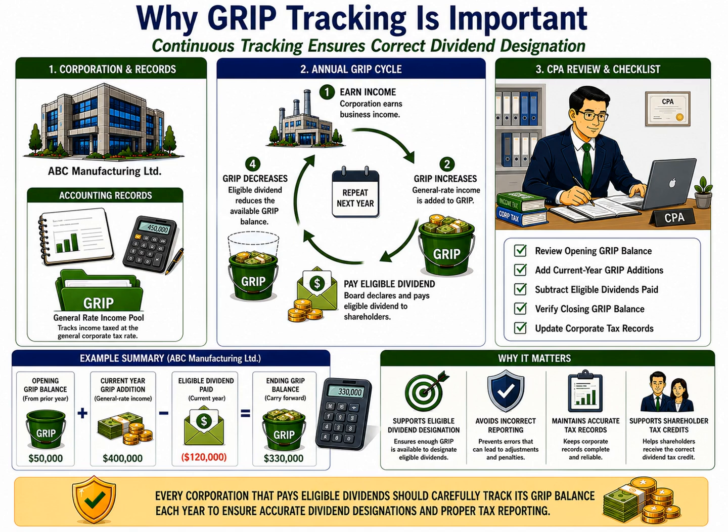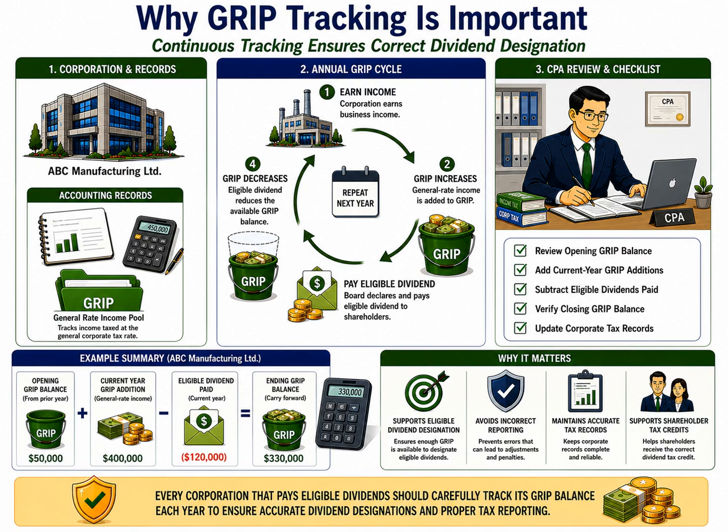Why is this so important? Accurate GRIP tracking ensures that the corporation designates eligible dividends correctly. It helps prevent reporting errors, supports accurate corporate tax records, and allows shareholders to receive the proper dividend tax treatment. Maintaining an accurate GRIP balance also supports Canada's tax integration system by matching corporate tax paid with the appropriate shareholder tax credits. The key takeaway is simple.